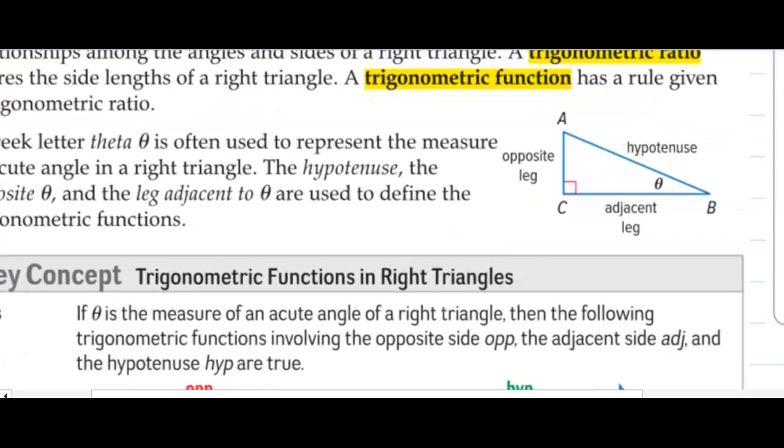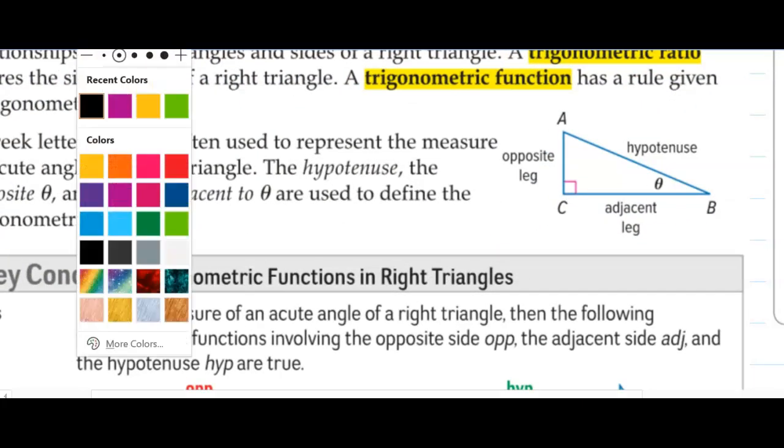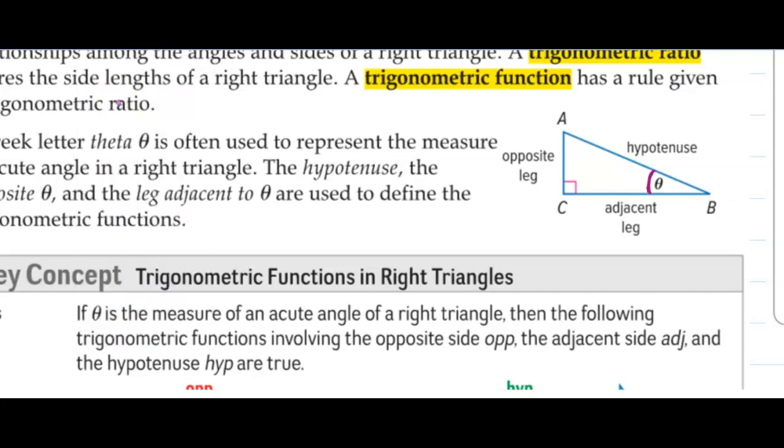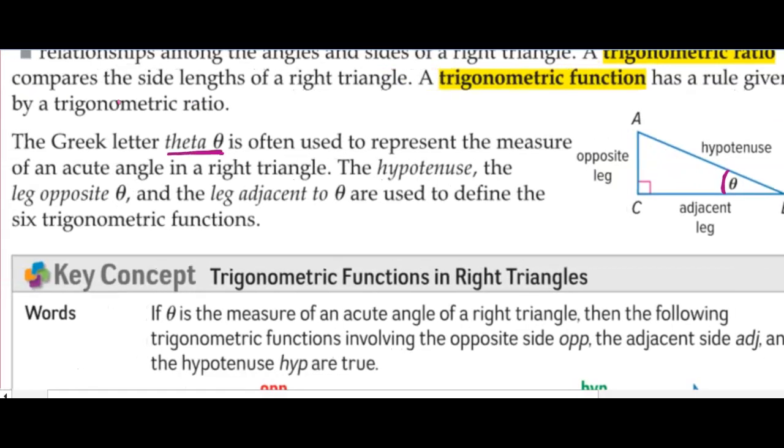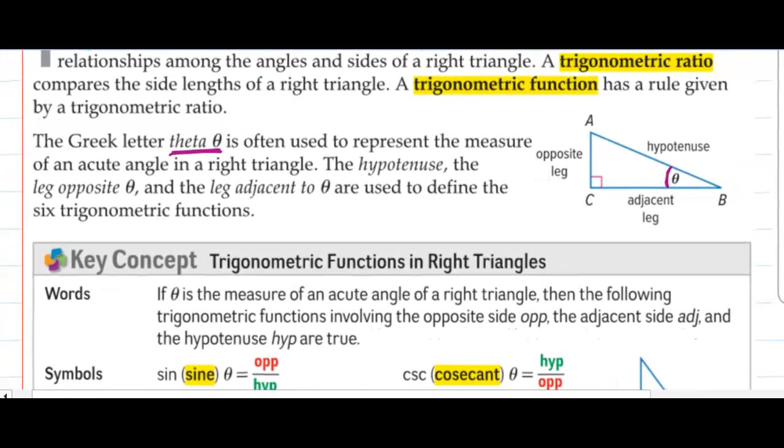If we look at this first triangle here, you'll notice that this angle right here, angle B, is labeled theta. That's a Greek letter theta, and it's often used to represent the angle that we're looking at. These are all going to be right triangles, so they will all have a 90-degree angle, and then they will have two acute angles because it's impossible to have an obtuse angle in a right triangle.